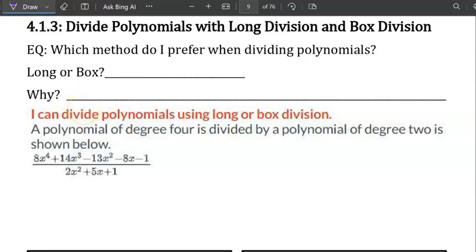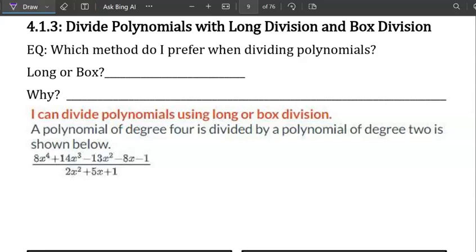4.1.3. Divide polynomials with long division and box division. After seeing both methods, answer this essential question. Which method do I prefer when dividing polynomials, long or box? And then describe why. The skill is, I could divide polynomials using long or box division.